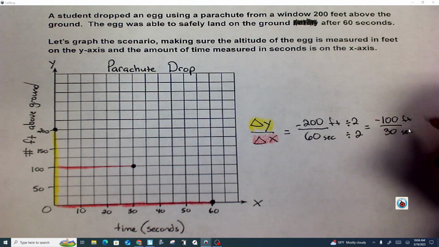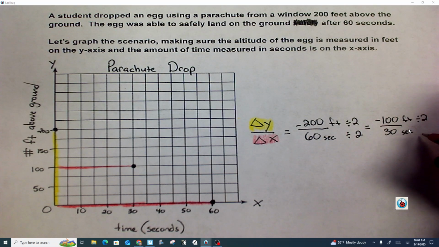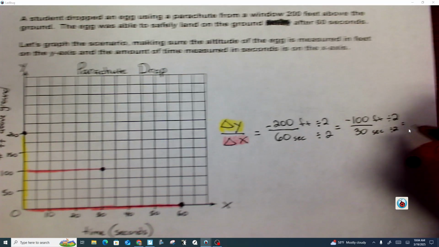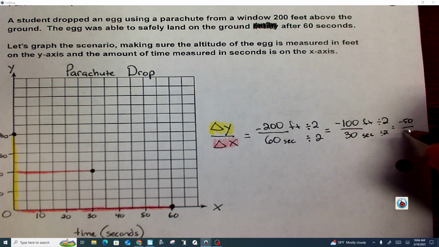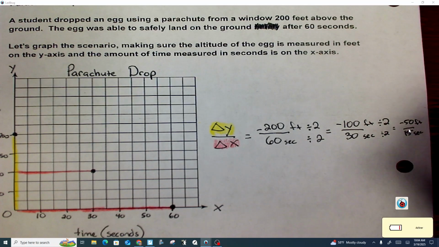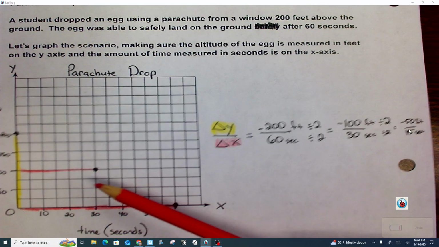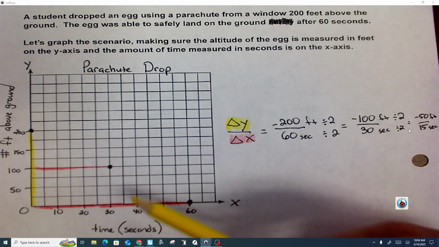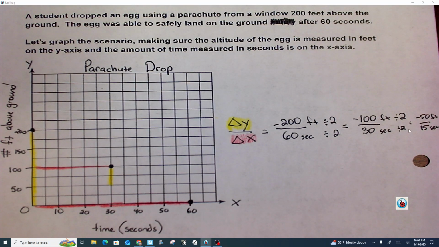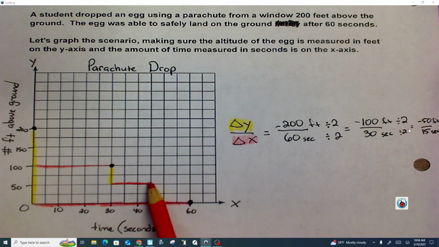But could we just divide this by 2 again? Well, sure we can. And that would get us negative 50 over 15. So drop 50 feet within about 15 seconds. Let's just move down from this one. Let's have it drop 50 feet. So we're at 100 feet right here. And now we've dropped it 50 feet, so we're down to the 50-foot level. And then we're able to move it over 15 seconds, and that is our new location. At 45 seconds, our height is at 50 feet. We can put a dot right here.